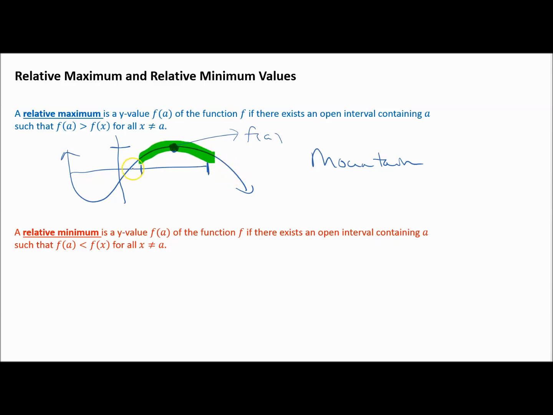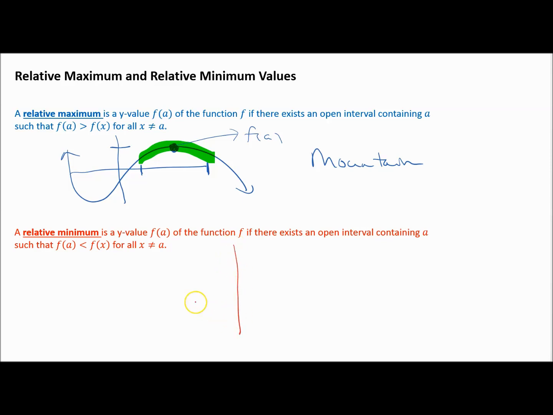Okay, if you can't hike up and then go back down on the other side, it is not a relative maximum. But if you can hike up to the top and back down the other side, then it is a relative maximum. Okay, now let's look at a relative minimum. It is a y value f of a of the function f if there exists an open interval containing a such that f of a is less than f of x.